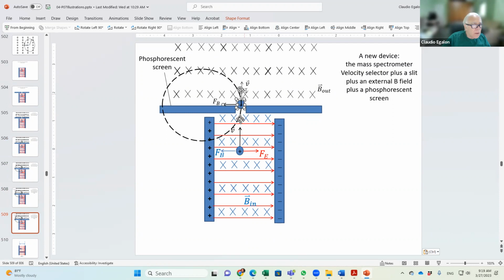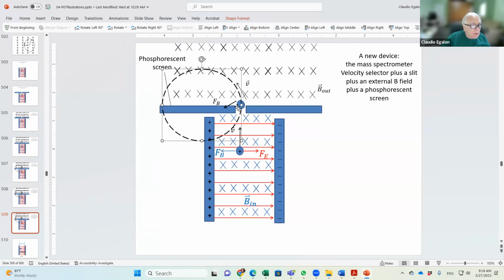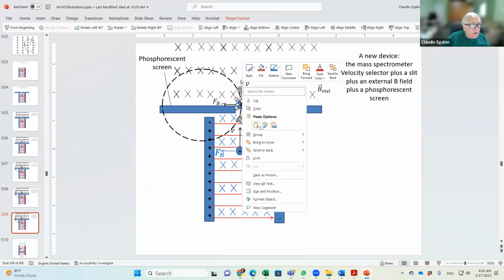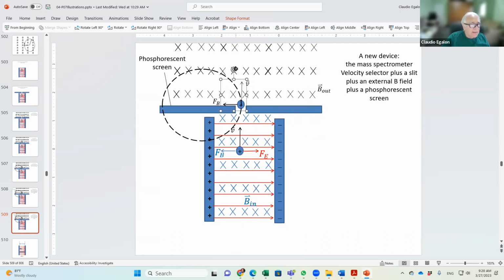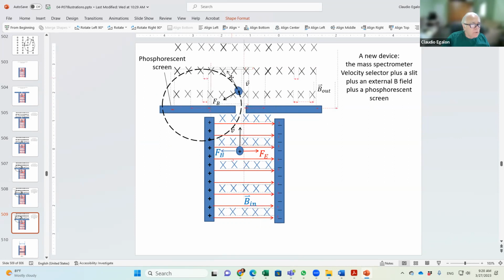Let's see. I'm going to get this one here. No, I don't want to do that. And I want to rotate it. Let's see. I've got to group that first. Now that we group, we can rotate the whole thing and put it somewhere around here. And I'm doing that for a positive charge. If it were a negative charge, it would be different, right?